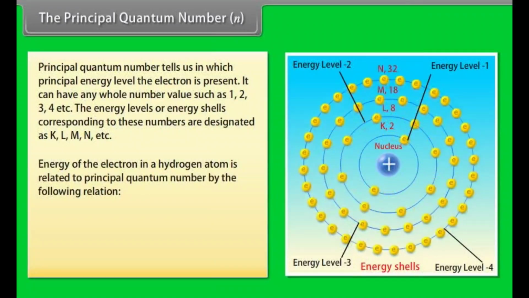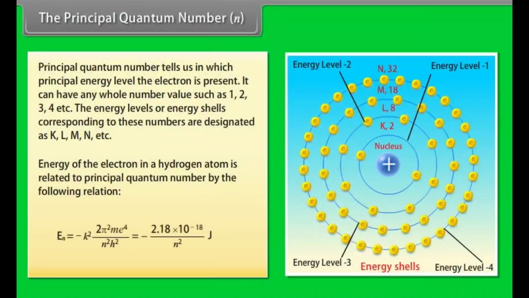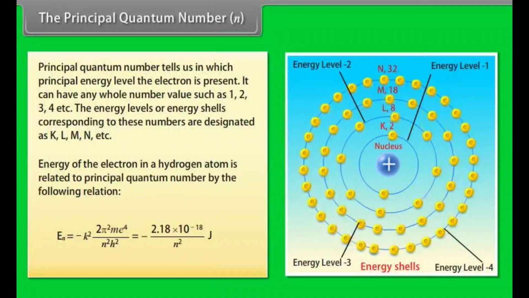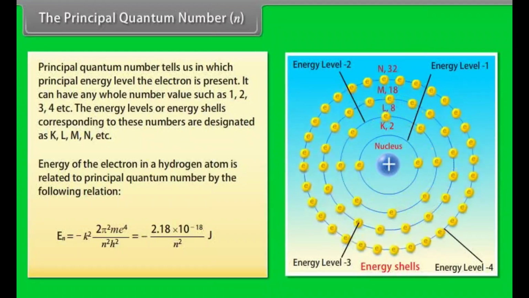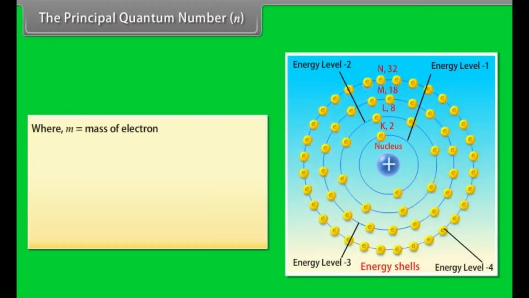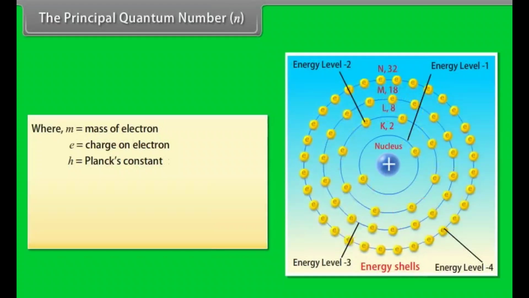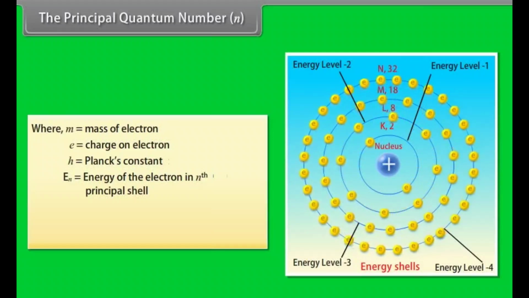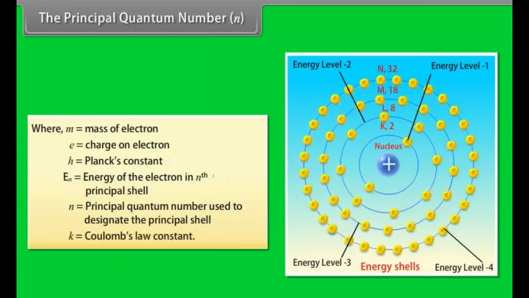The energy of the electron in a hydrogen atom is related to the principal quantum number by the following relation. En = -k² × 2π² × m × e⁴ / (n² h²) = -2.18 × 10⁻¹⁸ / n² joule, where m is the mass of the electron, e is the charge on the electron, h is Planck's constant, En is the energy of the electron in the nth principal shell, n is the principal quantum number used to designate the principal shell, and k is Coulomb's law constant.